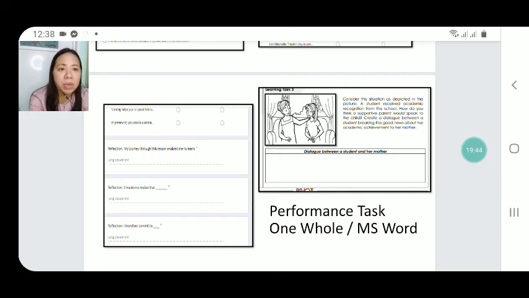And the performance task is the learning task 5. It could be done in one whole sheet of paper, or if you have a computer, you can do it in MS Word. So, learning task 5 is not included on the Google Form link. So, kailangan nyo itong gawin separately. Could be sa papel or in MS Word if you have some gadget.